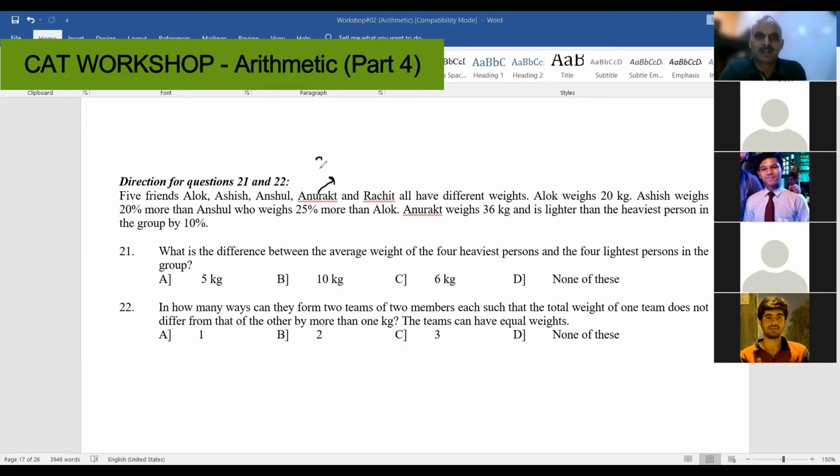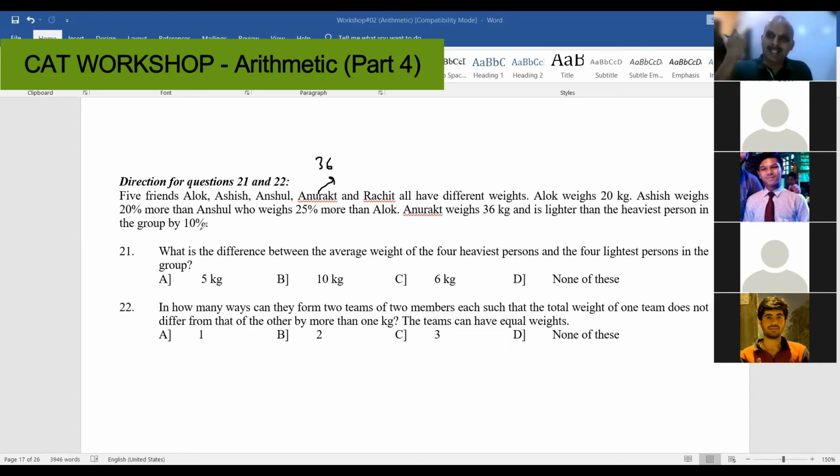So Anurag is 36 kg and is lighter than the heaviest person in the group by 10%. The heaviest person in the group will have how much weight? 39, 40. 39, almost 39%. 10% is 36. What is the base? Not 36, but 40 is the base. So you can't say 36 plus 10%.